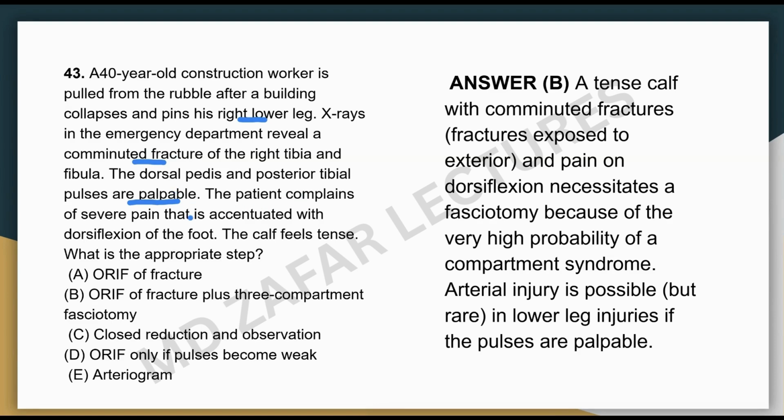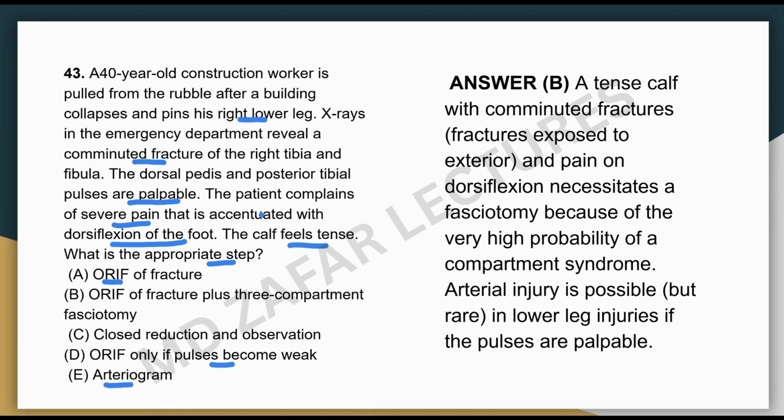The patient complains of severe pain that is increased with dorsiflexion of the foot. The calf area feels tight as well. So what is the appropriate step? Would it be ORIF of the fracture, that is open reduction and internal fixation, or ORIF plus 3-compartment fasciotomy, closed reduction and observation, open reduction and fixation only if the vessel becomes pulseless, or an arteriogram?